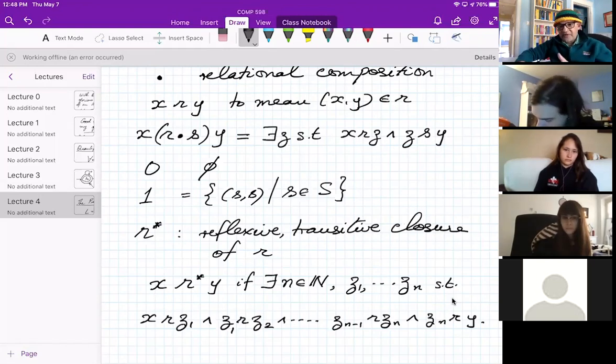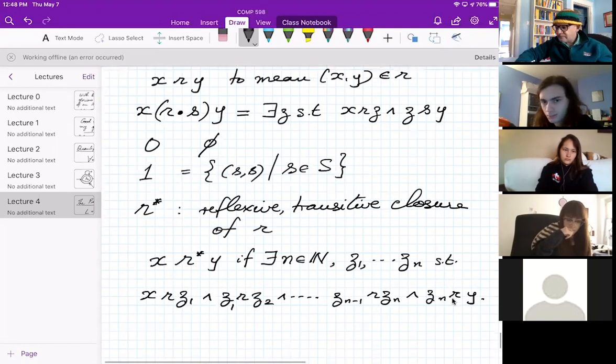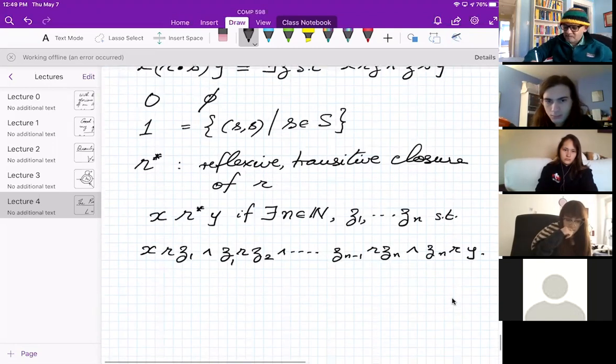Okay, so this operation is called the reflexive transitive closure of a binary relation, and relations with these operations and those constants indeed form a Kleene algebra. So everything we proved about regular expressions automatically applies to relations. Well, not everything, because there's no such thing as concatenation. You have to interpret it the right way. Okay.